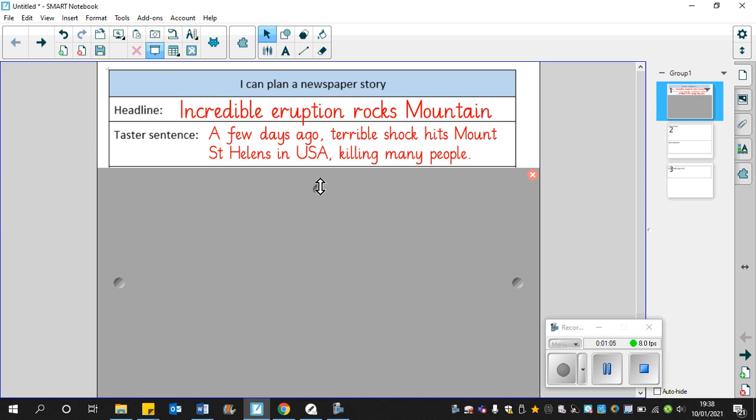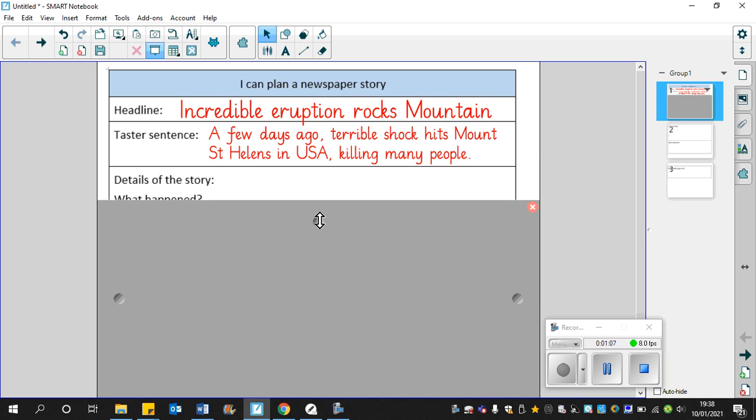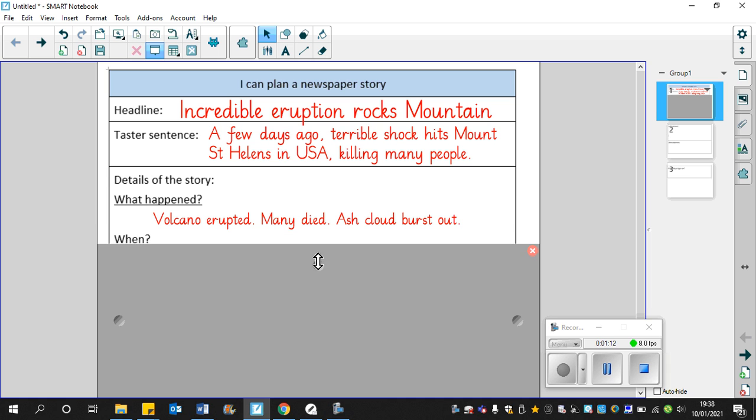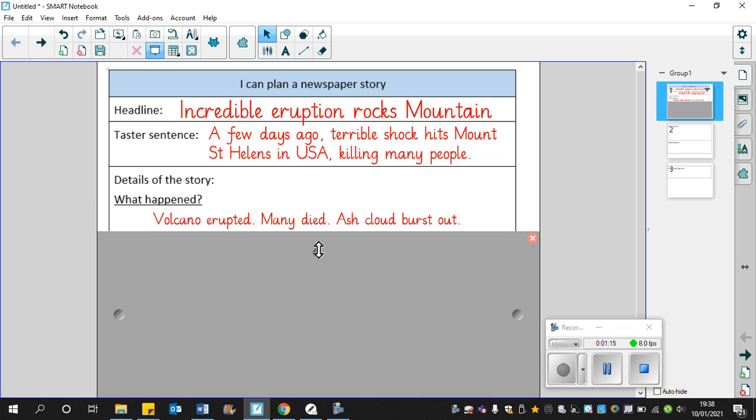Once you've decided on the taster sentence, then you need to put the actual story, the details of the story. So first of all, what happened? Well, as by now you know, it was a volcano which erupted. Many people died. Later on, you can talk about how many people died and how they died, but at the moment, just talk about how many. Talk about the fact that the ash cloud burst out of the top of the mountain. You could talk about the lava flowing down the mountain nice and slowly. That sort of level of detail.